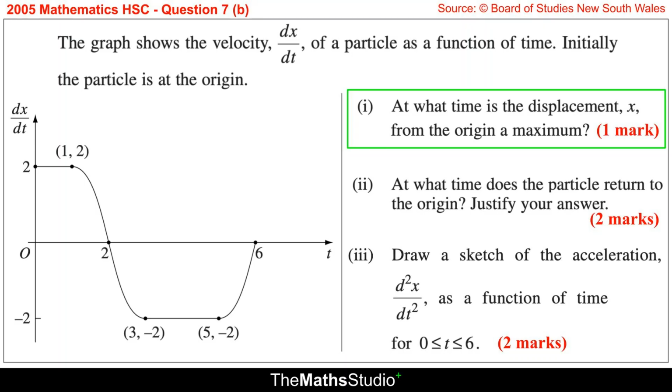Question 7, Part B. The graph shows the velocity dx/dt of a particle as a function of time. Initially, the particle is at the origin. Part 1. At what time is the displacement, x, from the origin a maximum?